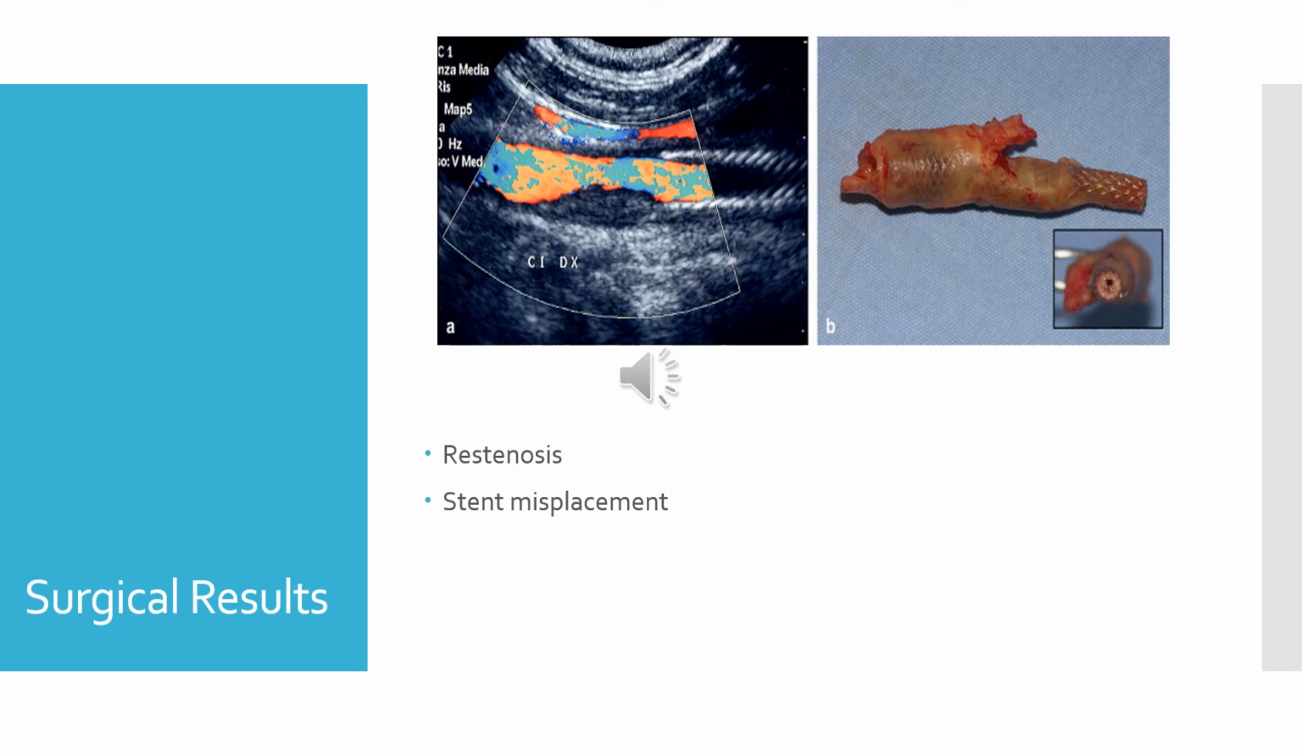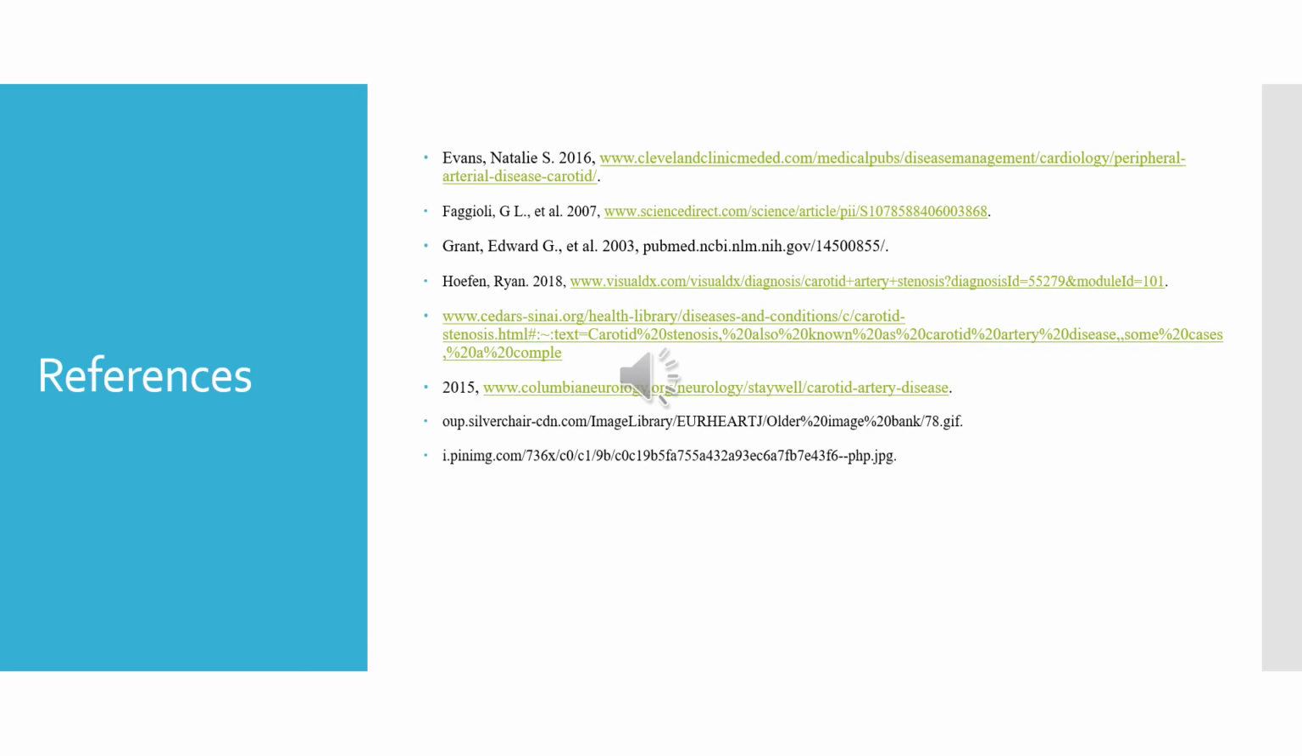This was not from my patient, but one that I found online, so I wanted to show a picture of it. And here are all of my references.